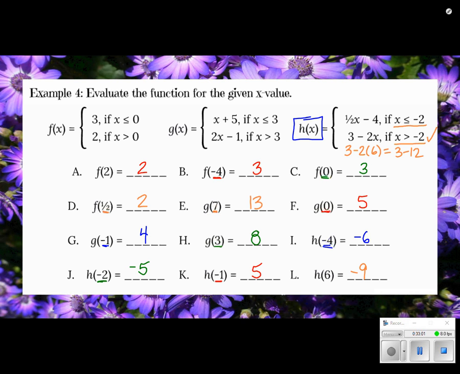All right, so you've got a question like this. You will be given a piecewise function. You will be given maybe even multiple ones, and you will be asked to evaluate a specific piecewise function using this notation. So make sure you practice this in the homework. Ask questions if you are having trouble with it.